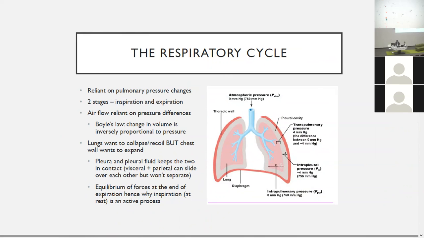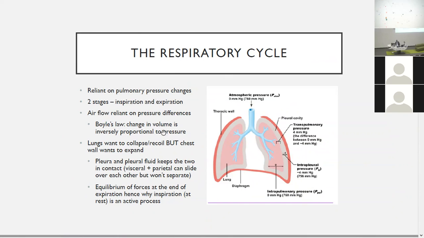So you have your intrapulmonary pressure and your atmospheric pressure. This zero means that the pressure in here is relative to atmospheric pressure. It doesn't necessarily mean that there's zero pressure. And then you also have your intrapleural pressure. And the transpulmonary pressure is what determines the chest wall movement.